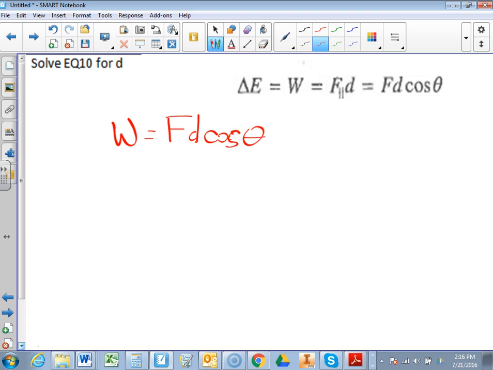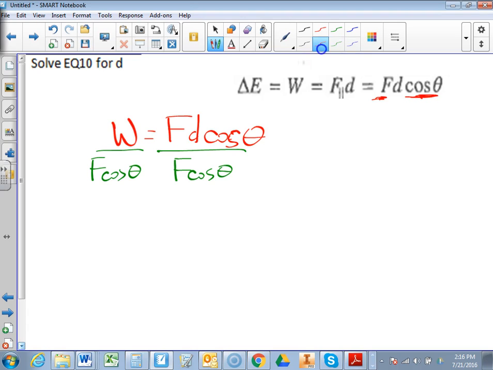Okay, so we're after the D, and D is being multiplied by F and being multiplied by this thing called cosine theta. So we're just going to divide by those things on both sides. So we're going to divide by F cosine theta on both sides.